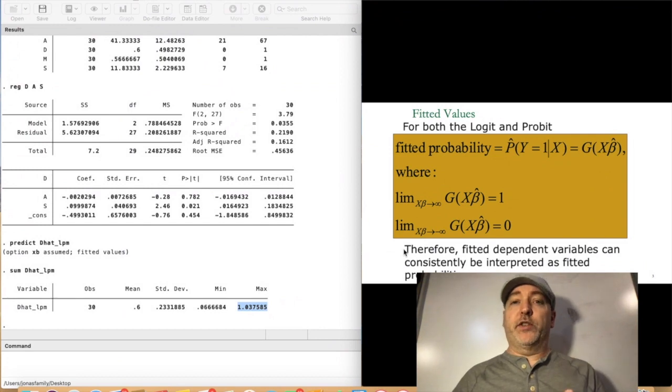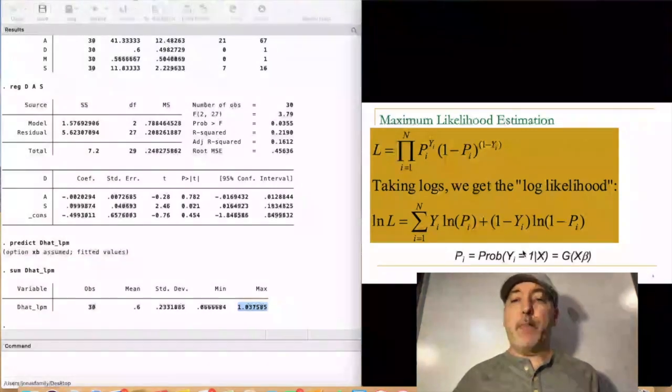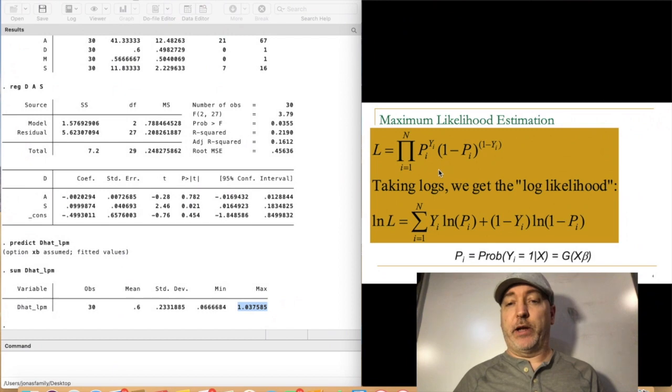What that means, of course, is that our regression estimation is no longer linear in parameters, right? So how do we come up with the beta hat coefficient estimates? Well, we can't use an ordinary least squares estimation anymore. So in both cases, the logit and the probit, we use the maximum likelihood estimator.